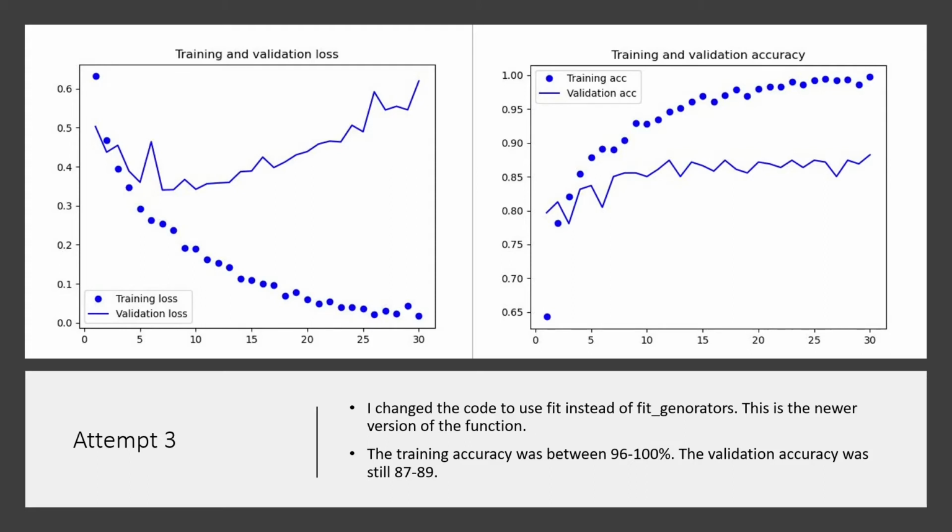In my third attempt, I changed the code to use all new function calls from inside of Keras instead of the older calls that are going to be removed shortly. The training data was still between 96 and 100%, but the validation accuracy was ever so slightly higher. It might have just been a fluke of running it again, not having to do with calling a different function.